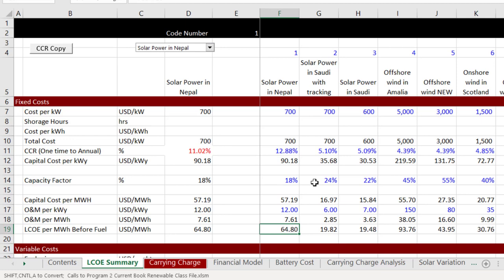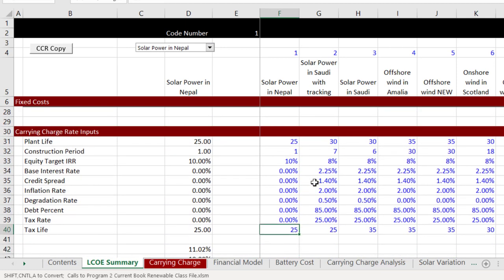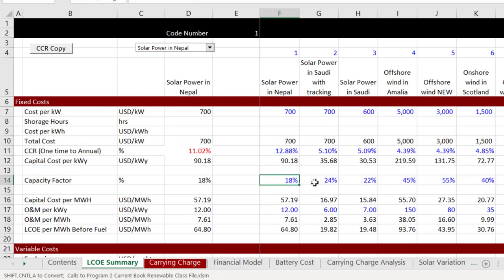little Excel analysis and Excel tricks related to carrying charges, which are, frankly, the complicating things in this LCOE. And I'm going to show you how to make scenarios with different target IRRs, interest rates, inflation rates, and all that.